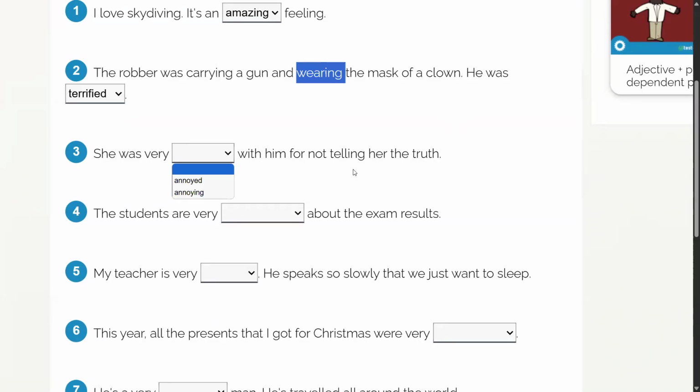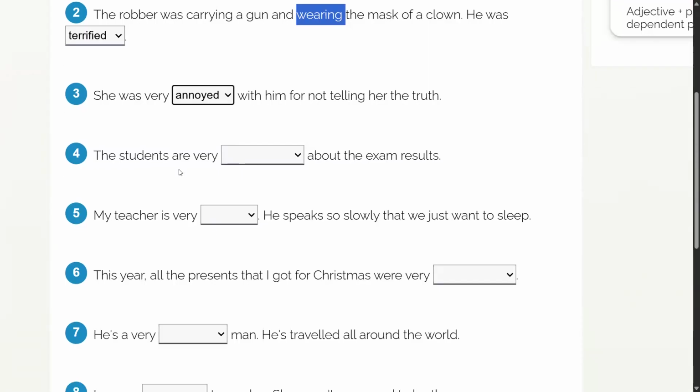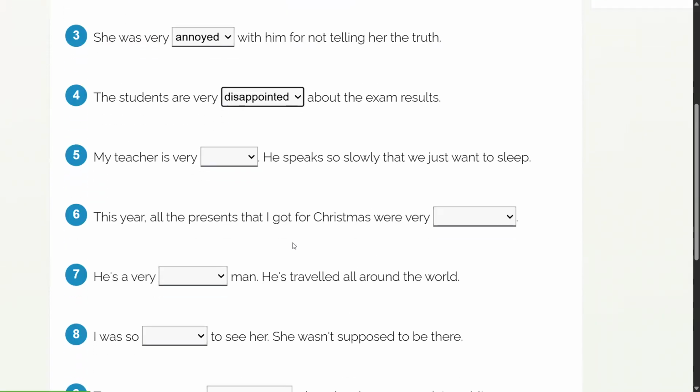Laura, please. She was very annoyed with him for not telling her the truth. Okay. Number 4. The students are very about the exam results. Which one? Alejandro, number 4. The students are very disappointed about the exam results. Okay, this one, right? Yes, disappointed. Okay, number 5.